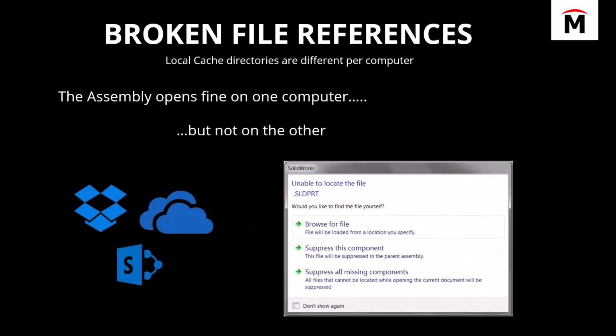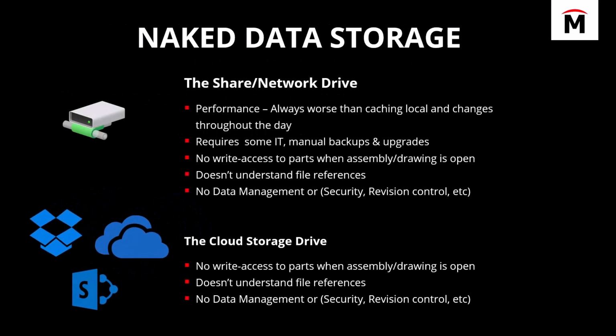Or worse than that, you're using Dropbox or OneDrive on two different computers. But Dropbox and OneDrive download and locally cache your files, and that location on one computer is different than on another computer. And now you get different results. You say, hey, on this computer, the assembly opens fine. On this other computer, it doesn't open fine because we have these different cache locations. So there are some drawbacks to these things.